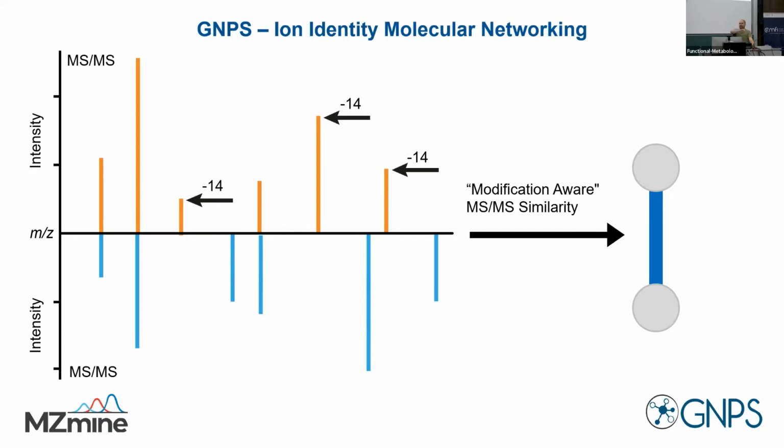Okay, there was another question. When GNPS tries to figure out what's closely related, does it depend on how diverse and complex the data set is?